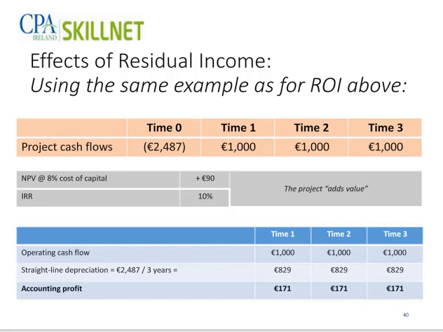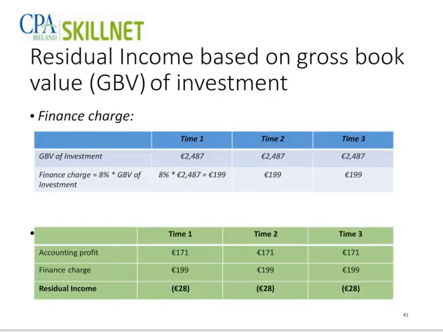But let's see what the residual income effect will be, to see whether their manager is likely to say yes or no to this. Well, the accounting profit is, as before, just the operating cash flow minus the depreciation. So if depreciation is worked out on a straight line basis, this gives a profit every year of €171.